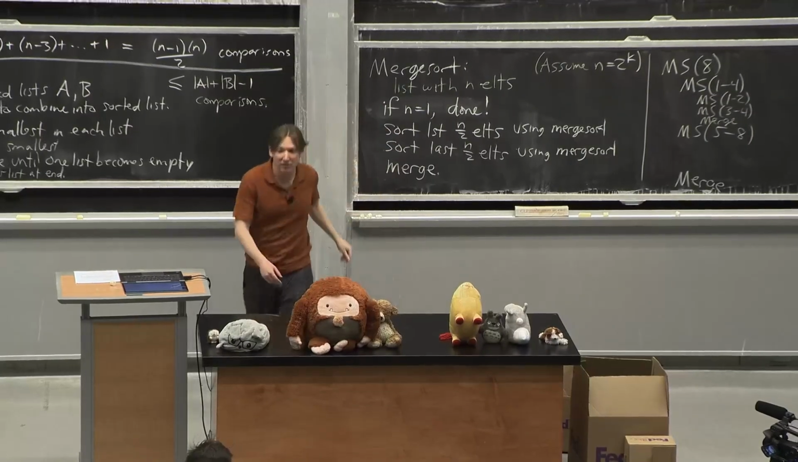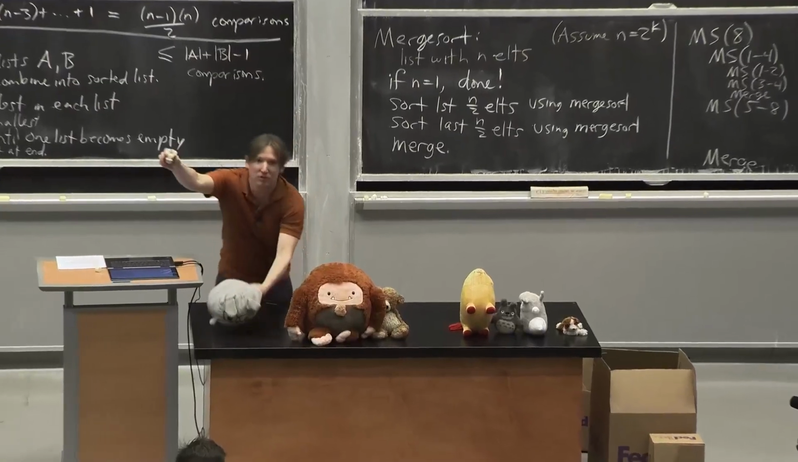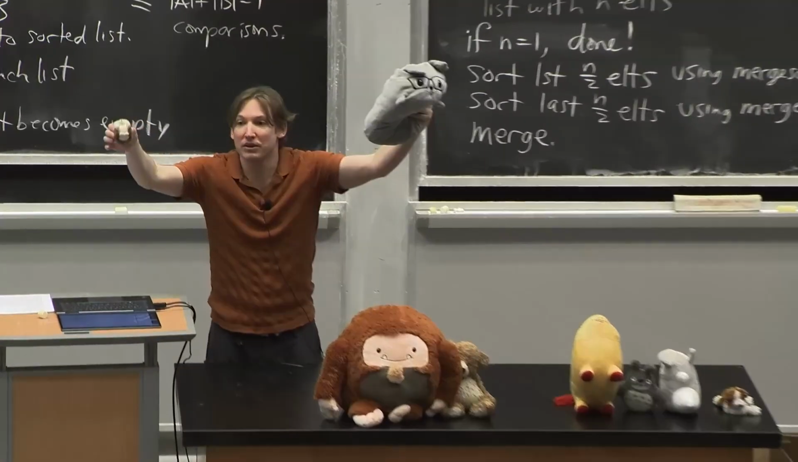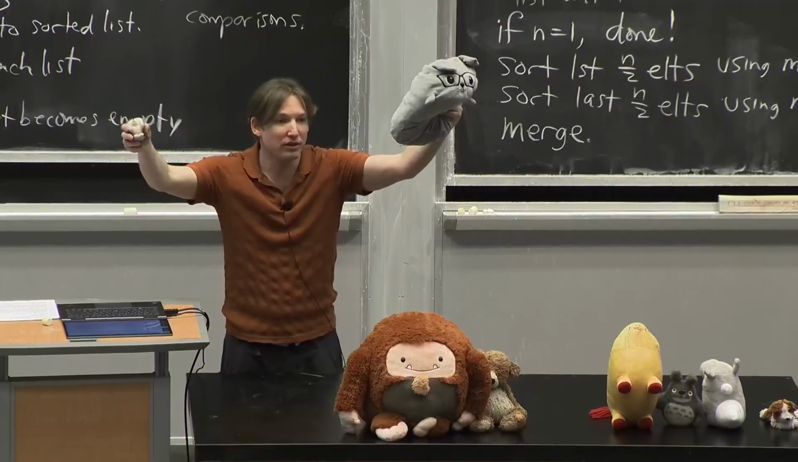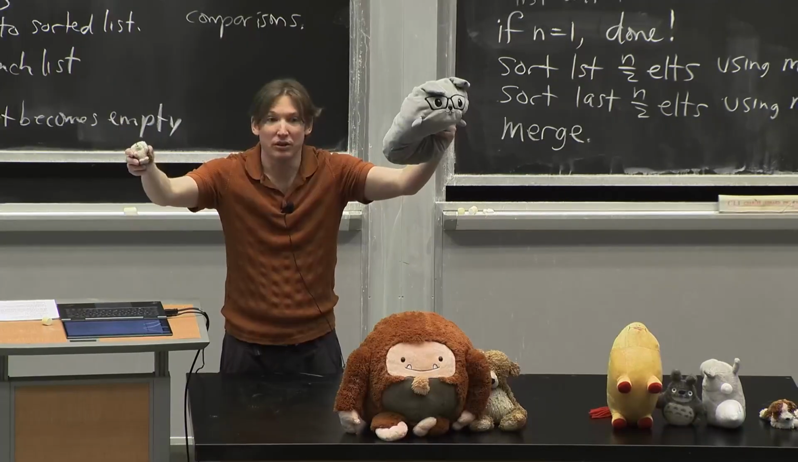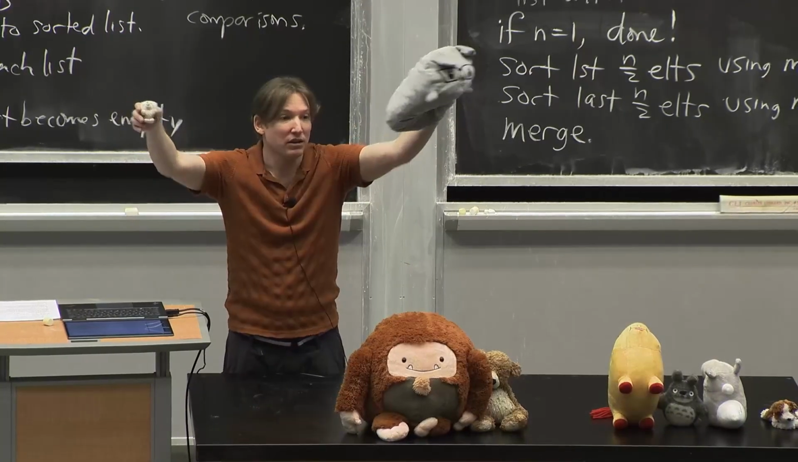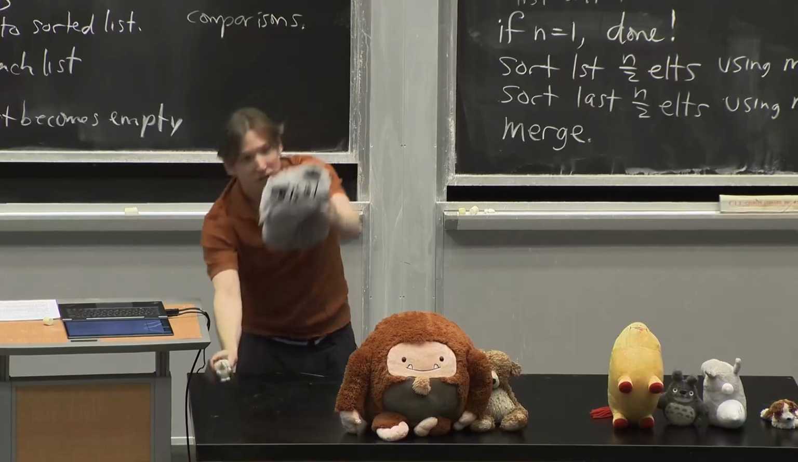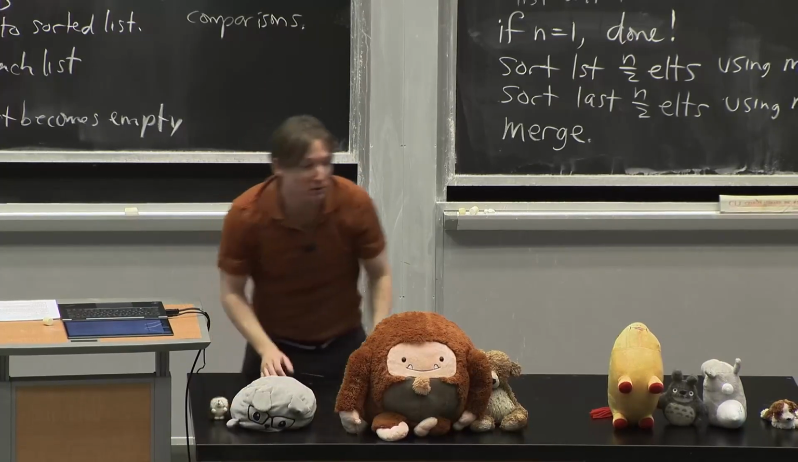Merge sort on 2 elements. Well, sorting 1 and 1 on their own, there's nothing to do. A list with 1 element is already sorted. So all I have to do is the merge. Merge this list with that list. And who's shorter? P-town, then Bubs. OK, now this list is sorted.